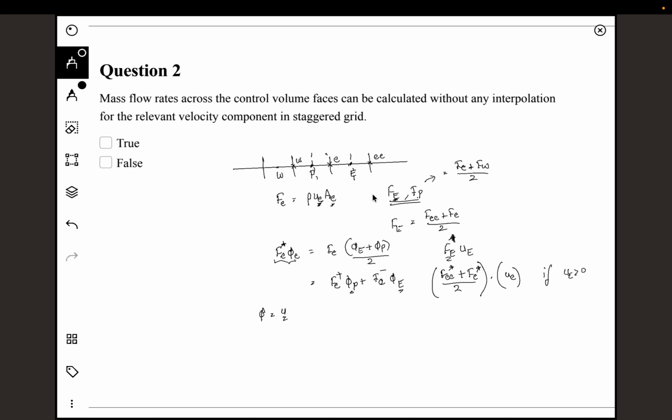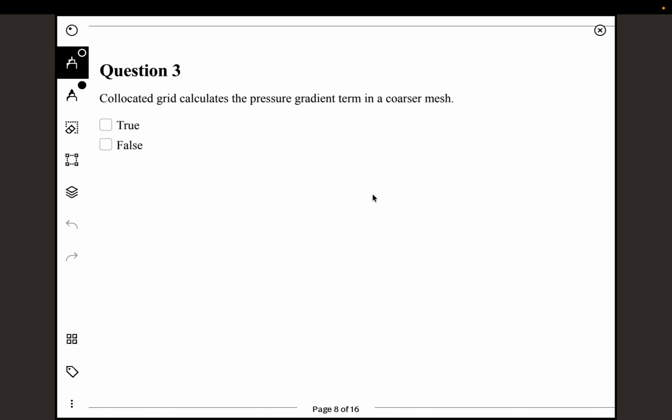Okay. So coming back to the question, as I said, the velocities are stored at the face centers, and flow rates are also calculated at face centers. So we don't have to do any interpolation in a staggered grid. Collocated grid calculates the pressure gradient term in a coarser mesh. True or false?